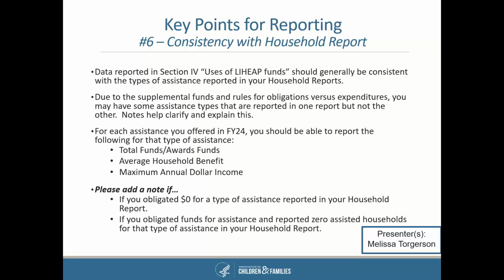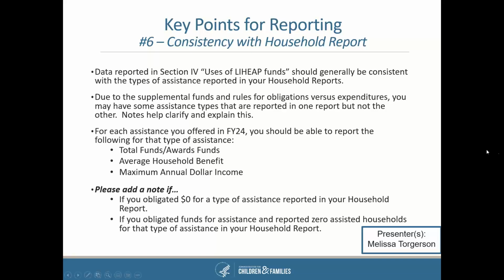The final is consistency with household report. In general, the uses of funds, which is what we just saw on the last screen, should be consistent with the types of assistance reported in your household report. So we understand that there are different rules for obligations versus expenditures, and so you may have some assistance types that you report in your grantee survey as obligated, but maybe you didn't spend those in the same year, and so we may not see them in your household report. But in general, if you are obligating large amounts of money to heating and cooling, we expect to see heating and cooling in your household report as well.